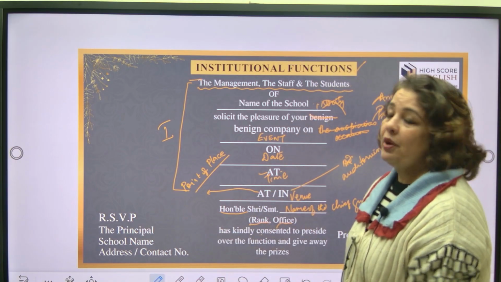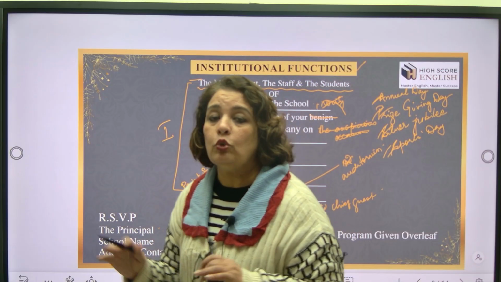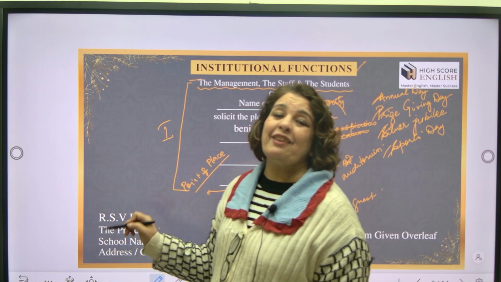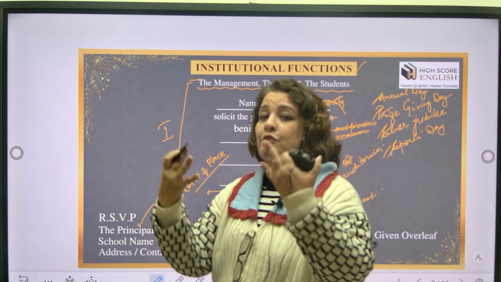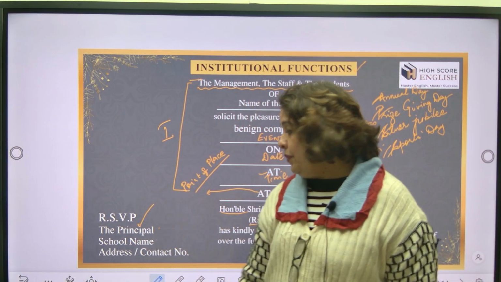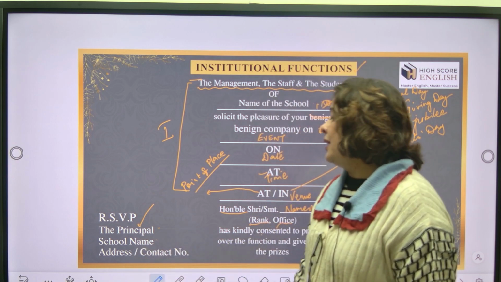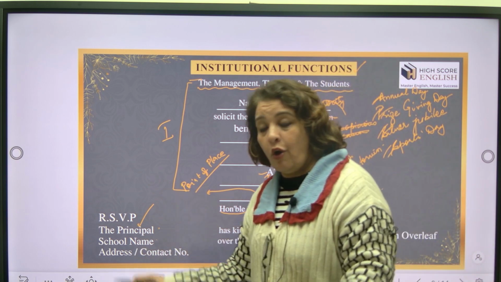In RSVP, remember one thing, we do not write the name of the owner. Here the representative of the school, the face of the school, is the principal. You will write the school name, the school address, and the school contact number. Nothing personal, completely official.